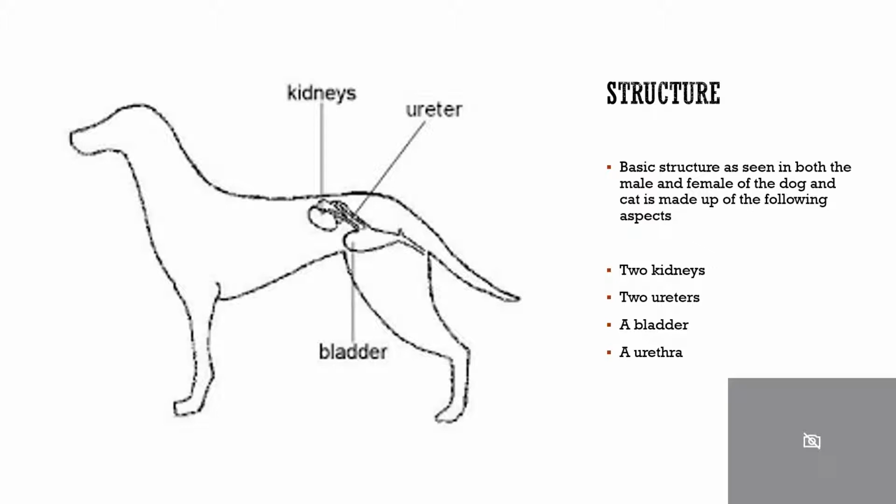The structure. The image to the left of the slide shows you the basic structure that would be found in the female and the male of the dog and cat. It is made up of 2 kidneys, 2 ureters, a bladder and a urethra.